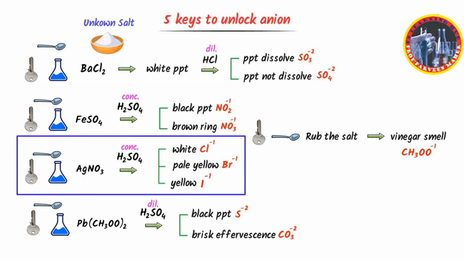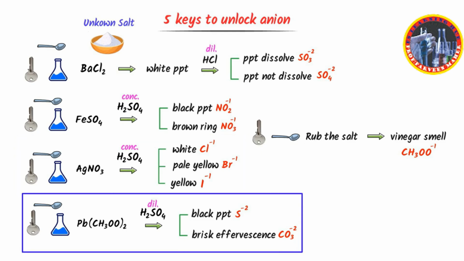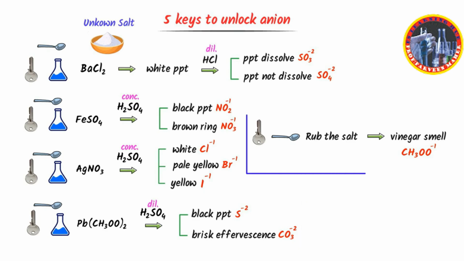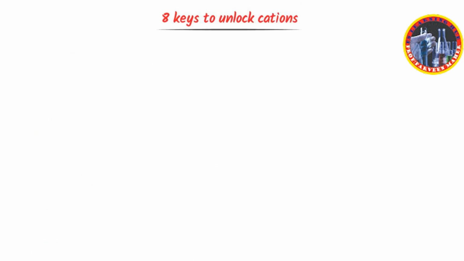Using the third key, we can unlock chlorine, bromine or iodine ions. Using the fourth key, we can unlock sulfide or carbonate ions. And using the fifth key, we can unlock acetate ion. Thus note down all these 5 keys to unlock any anion of an unknown salt. Now let me teach you 8 keys to unlock cations of any unknown salt.